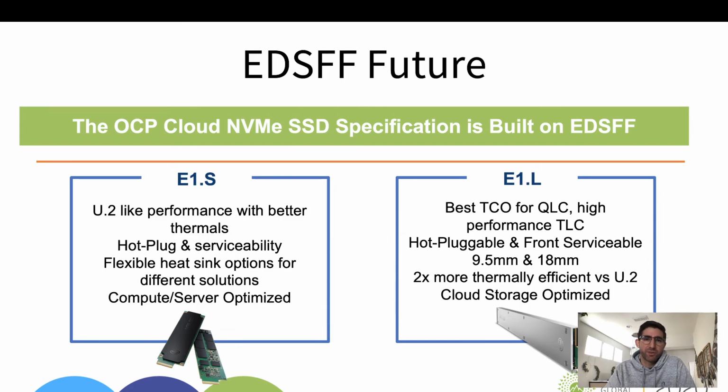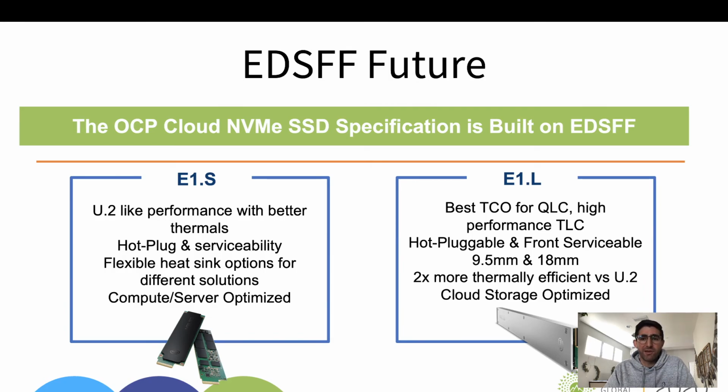It's hot plug and serviceable, so you solve the challenges that M.2 had in hyperscale data centers. You have flexible heatsink options, so if you wanted to use it like M.2, where there were carrier cards and different adapters, you still have those options, but with a much higher performance device. And it's really optimized for high performance compute and server optimized scaling performance.